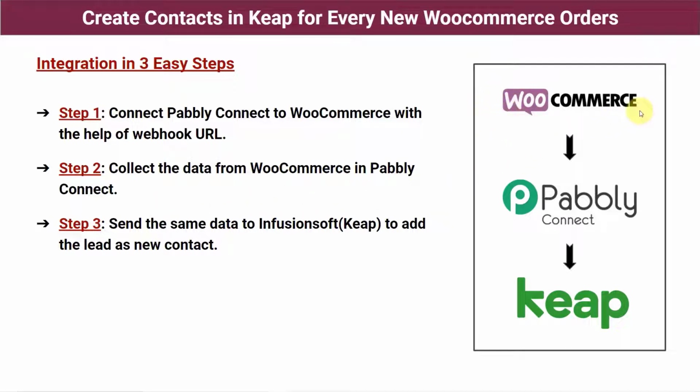So as soon as the customer makes the purchase, the information of that customer will be transferred into Pabbly Connect. And step number 3 says send the same data to Infusionsoft Keap to add the lead as a new contact. So finally, Pabbly Connect will send this information about the customer, the new lead, to Keap, and Keap will make it a new contact in your account. So now let's start with the process, guys.